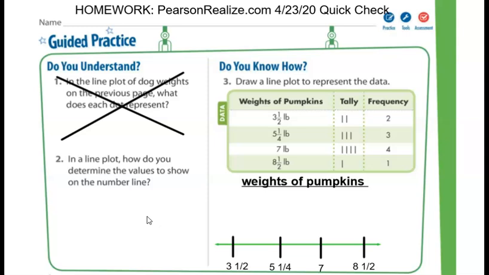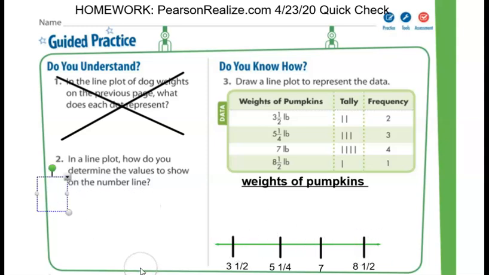It says, in a line plot, how do you determine the values to show on the number line? So when we're thinking about our line plot, where do we get that information from? Where do we get the data from? How do we determine the values to show on the number line that we are creating? What that actually means is, when you're looking at your number line, how do you know what to put on the bottom? How do you know where to start and how do you know where to end?